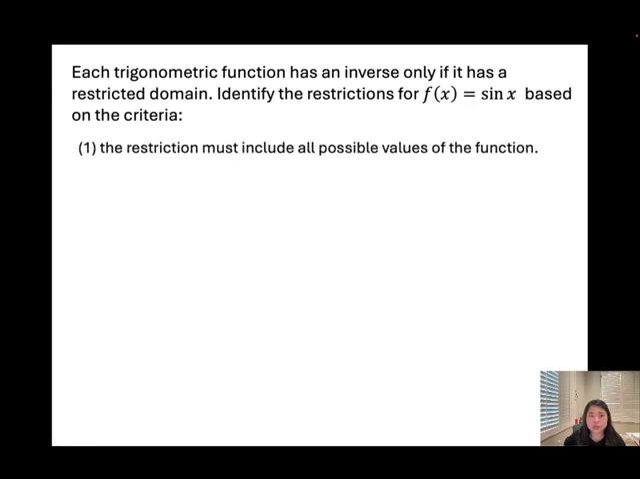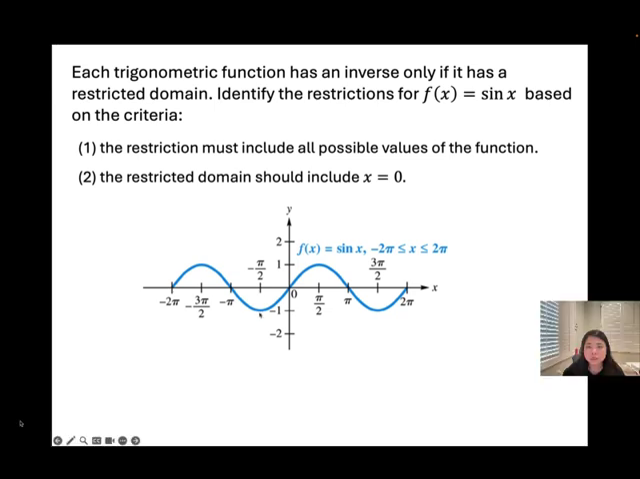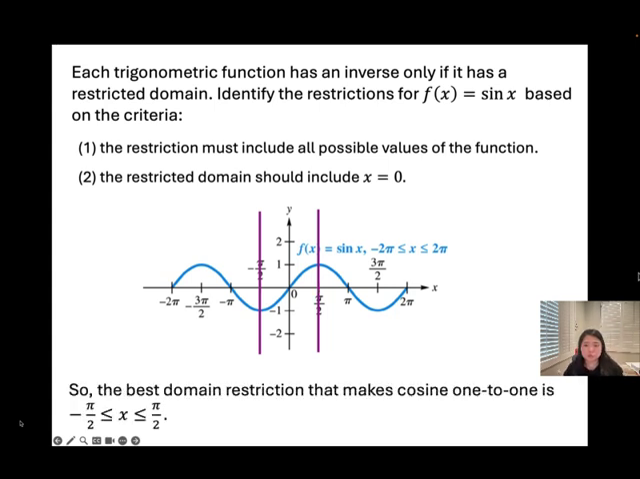Based on the criteria, the restriction must include all possible values of the function and should include x equal to 0. So we do have the sine curve here. This is not a one-to-one function and we try to restrict the domain. We want to include all the possible values, have it be one-to-one, and also include x equal to 0. So we're going to cut out this part. My restricted domain will be from negative pi over 2 to pi over 2. Okay, we cut out this part.